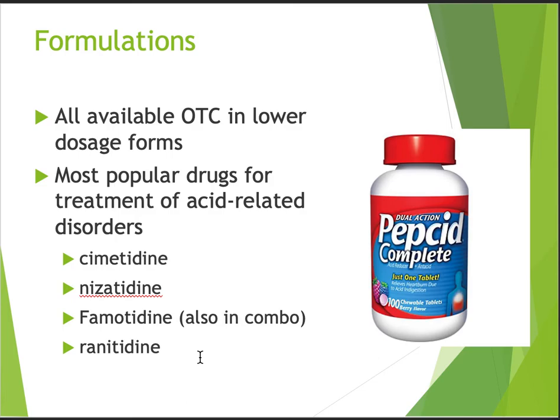Famotidine also comes in combo, so you've got Pepsid, and then you've got like Pepsid Complete. And there's another type of Pepsid. Your Pepsid Complete, you can kind of tell here. It says acid reducer and antacid. So it has the famotidine in it, but it also has calcium carbonate in it. And so you can actually take that after you eat when you get heartburn, and it'll help with that.